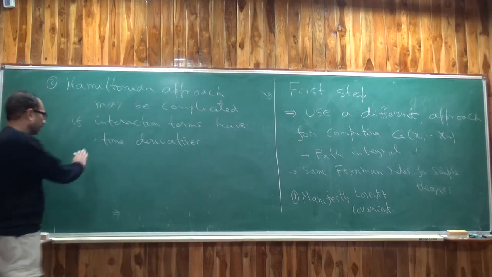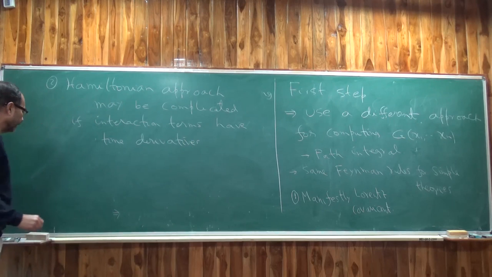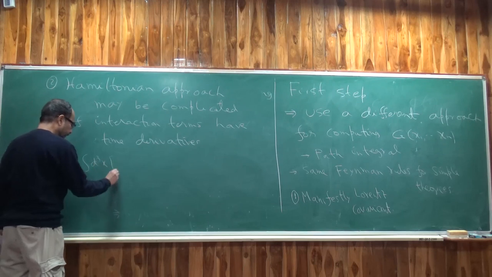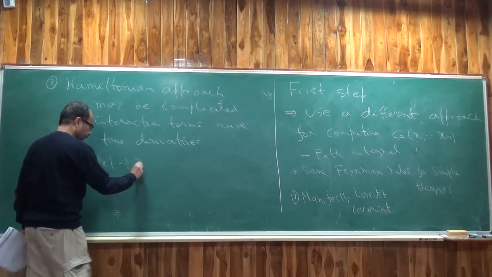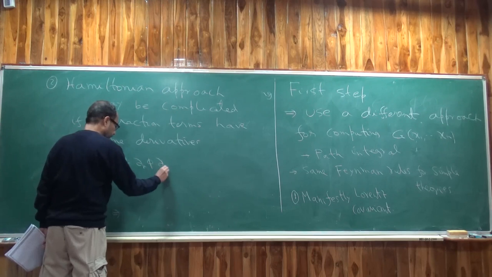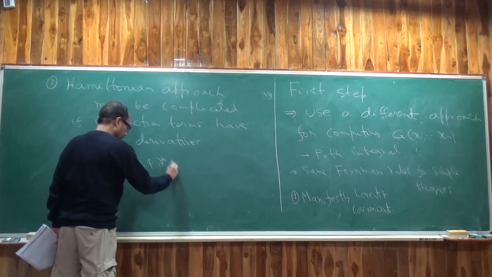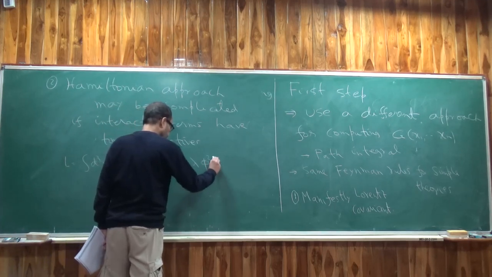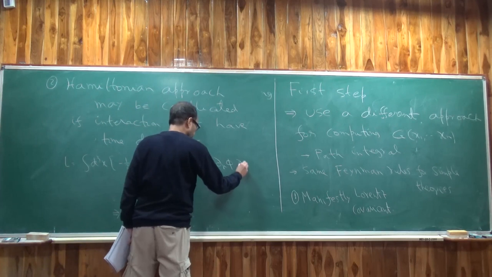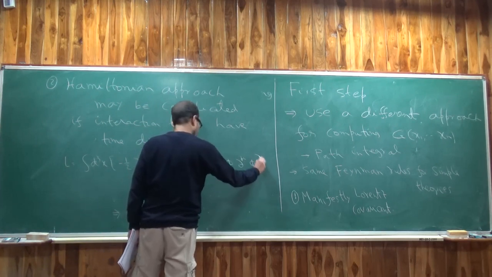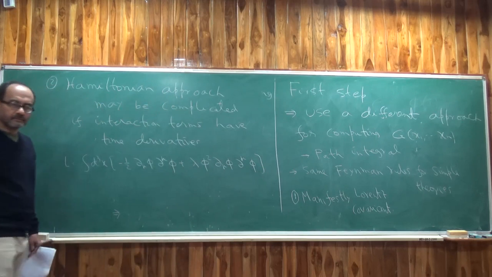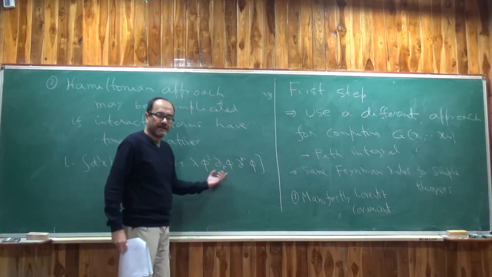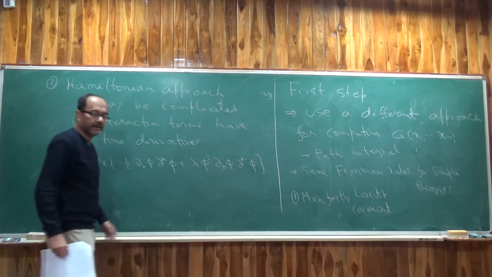So again, I'll try to give an example. Let's suppose that we have a Lagrangian of the form... Normally you write lambda phi to the 4, but this is as good an interaction term, right? There's a quartic order in phi.